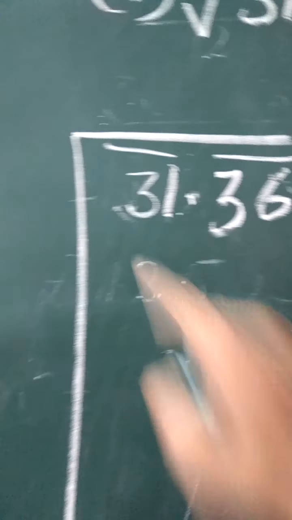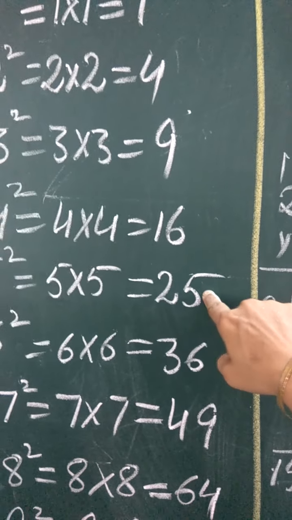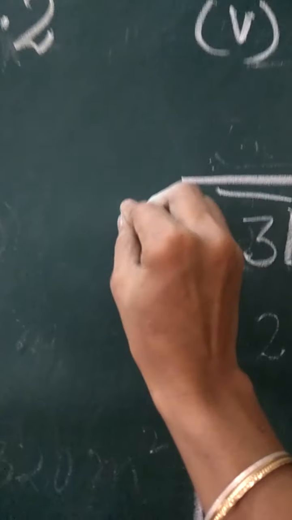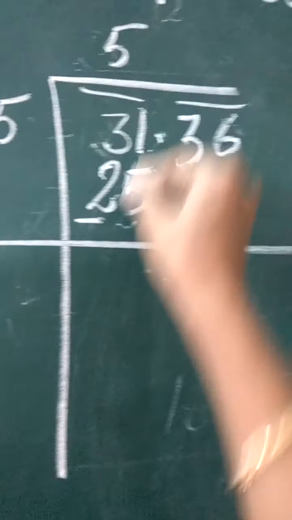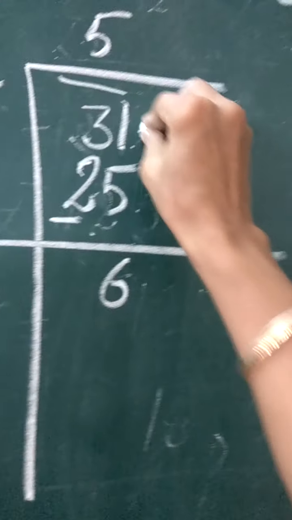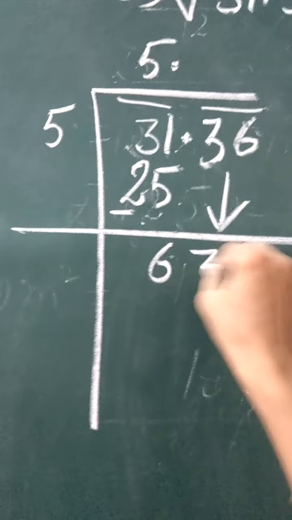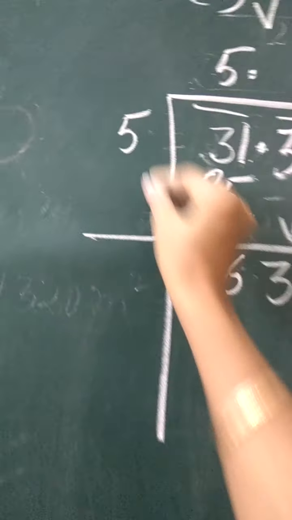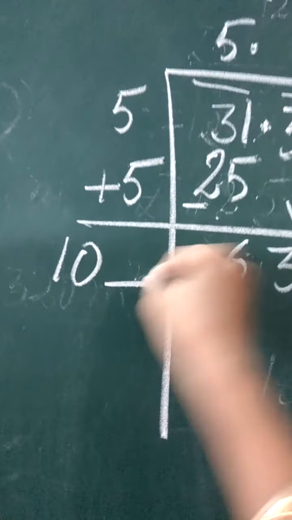So the first pair is 31. Let us check from the square numbers. 31 is greater than 25 and smaller than 36. We'll take the smaller one. 5 square is 25. So we will take 5 5s are 25. So subtract, 31 minus 25 is 6. Decimal is there. Place a decimal in the quotient. Carry the next pair. Now decide the next divisor by adding the same digit to the previous one. 5 plus 5 is 10, and a dash.